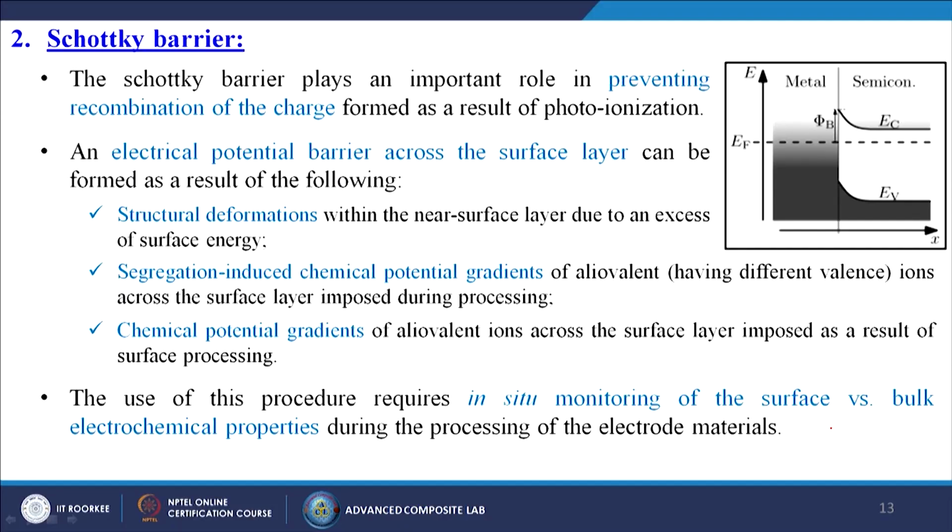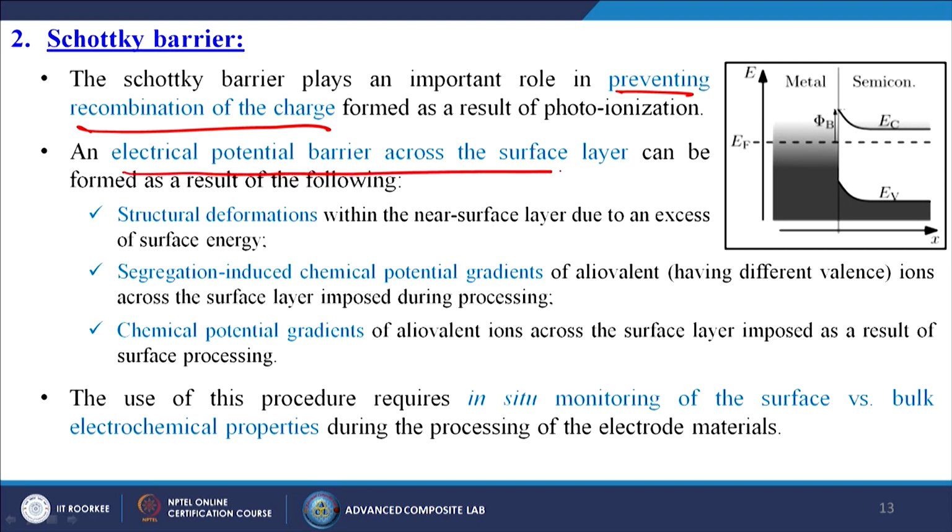Then the second one is called the Schottky barrier. The Schottky barrier is a very famous phenomenon, named after the scientist who invented it, whose name was Schottky. Basically, this takes place at the metal and semiconductor interface itself. The Schottky barrier plays an important role in preventing recombination of the charges formed as a result of photo ionization.